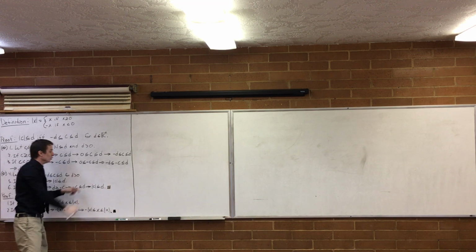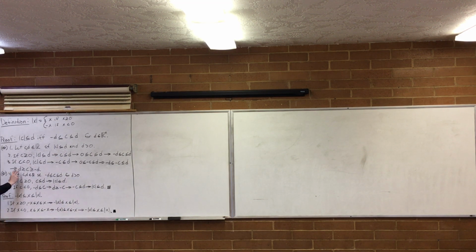And then multiply here by negative 1, which flips the signs. So D is greater than or equal to negative C, which is greater than or equal to negative D, which is the same thing as that, which is the exact same thing as this. So we showed in both cases, if the absolute value of C is less than or equal to D, then D is greater than or equal to C is greater than or equal to negative D. Good? Alright, now let's show it the other way.